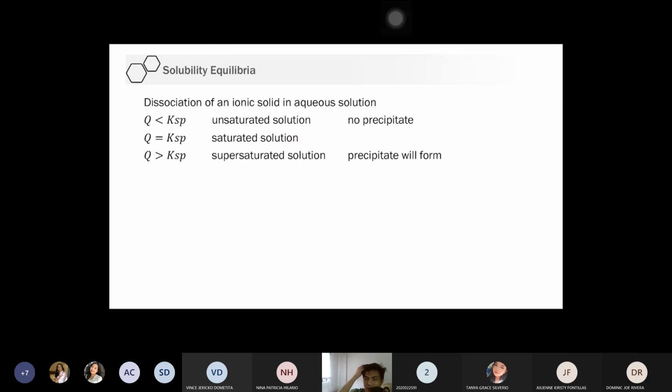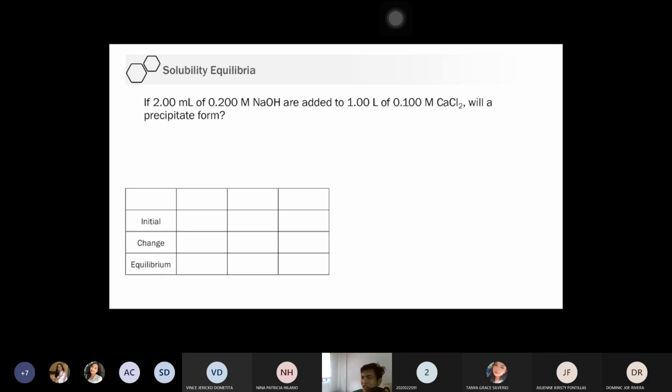Also, our precipitates don't form right away. So you have to compute for the Q, the reaction quotient, and compare it with your K. If your reaction quotient is less than the K, that means you don't have a precipitate yet. But if your Q is greater than K, that's when we start to have a precipitate. So we used that concept here to find out if a precipitate will form. And the answer is, no precipitate will form, because we solved that Q is less than the K value.